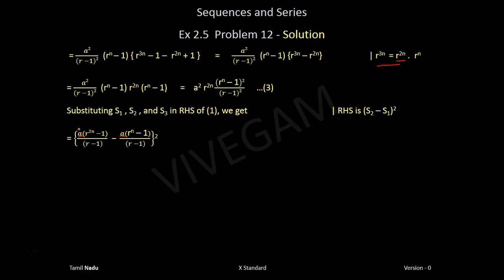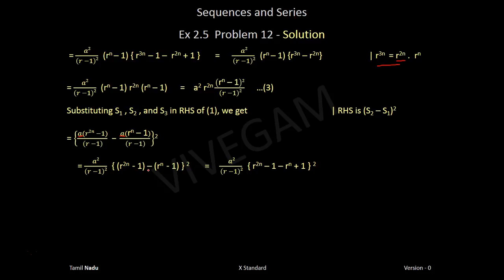So you can take all these things out of the bracket. So when you take out, this will become A square because this is whole square, right? Similarly, this will become (R minus 1) the whole square. So it will become A square by (R minus 1) the whole square. And what is left out? R to the power of 2n minus 1 and R to the power of n minus 1.